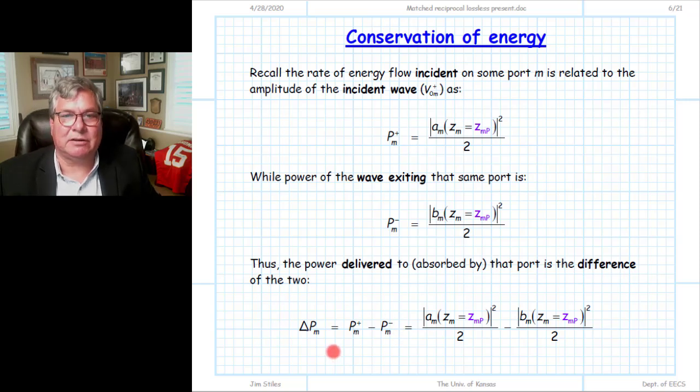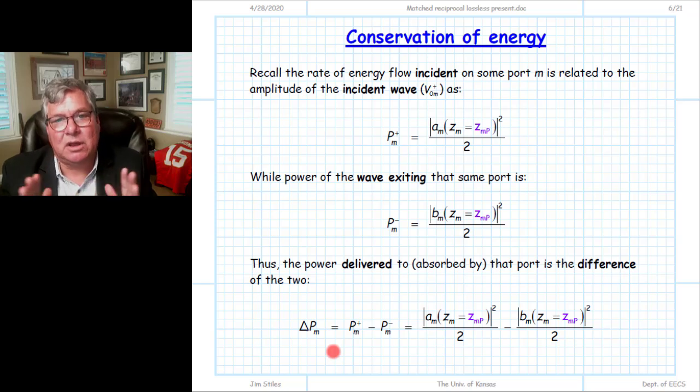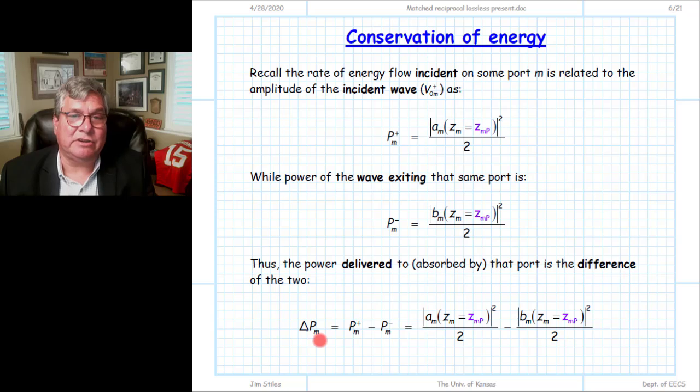And this is just like we did on a transmission line. We had the plus wave energy and the minus wave energy. The difference between the two, of course, was the net energy flow along that transmission line. Energy going one way, energy going the other. The difference is the net energy flow, the rate of energy flow. And so we're going to define the same thing here, a delta P for each of the ports, and really each of the transmission lines that are flowing toward the ports.